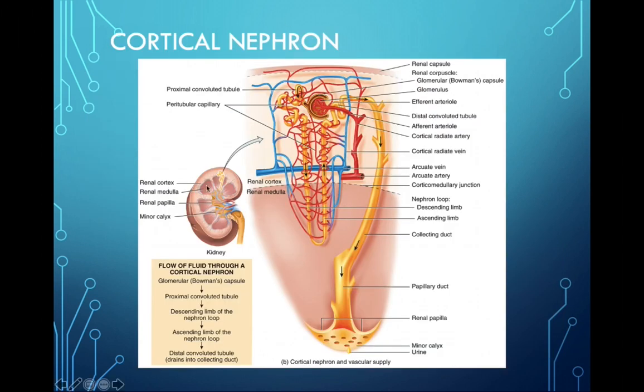Okay, so we're going to take this section here where you have the medulla, and then the cortex. So right here is the medulla, here's the cortex, and we can see that this is just one of the millions of nephrons that exist.